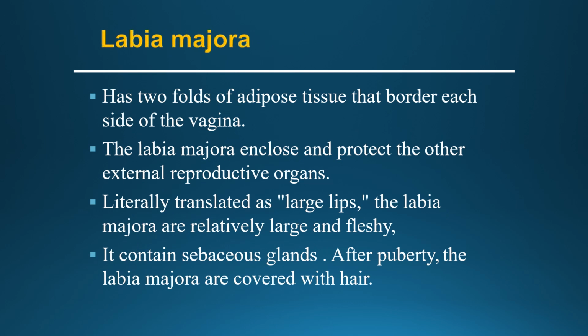The labia majora are two folds of adipose tissue that border each side of the vagina. They enclose and protect the other external reproductive organs, and the name literally translates as large lips. The labia majora are relatively large and fleshy. They contain sebaceous glands, and after puberty the majora are covered with hair.